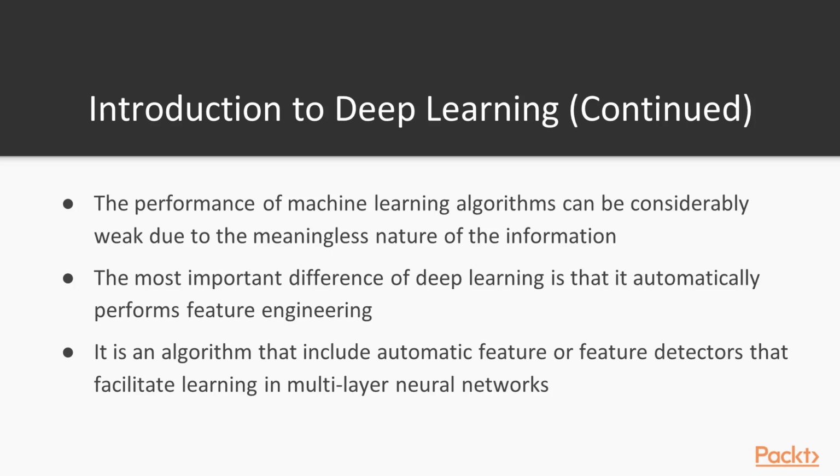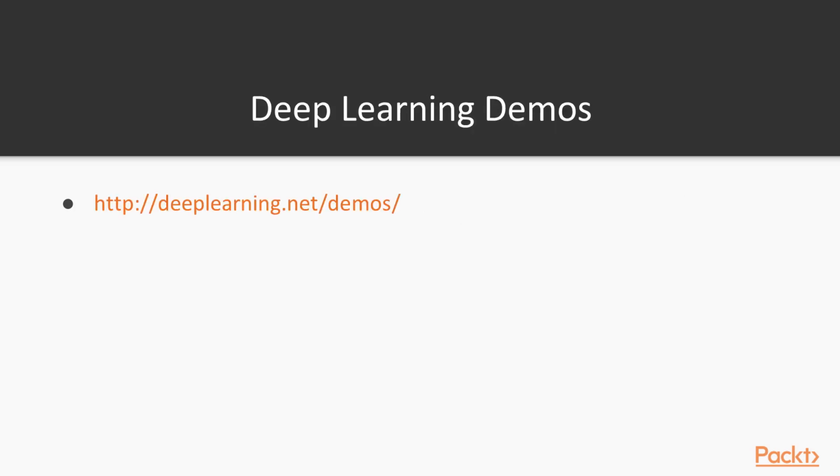The most important difference of deep learning is that it automatically performs feature engineering. We can think of deep learning as algorithms that include automatic feature engineering or feature detectors that facilitate learning in multi-layer neural networks. Well, let's take a look at some deep learning demos.